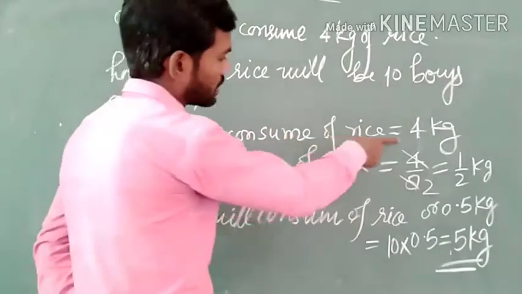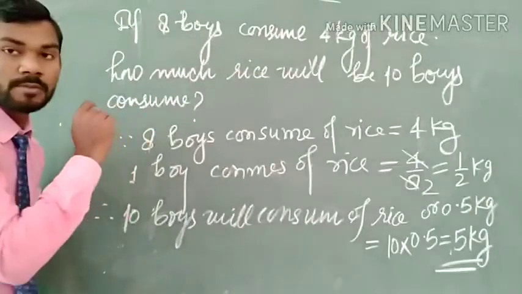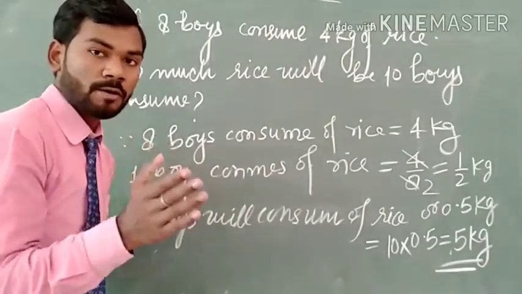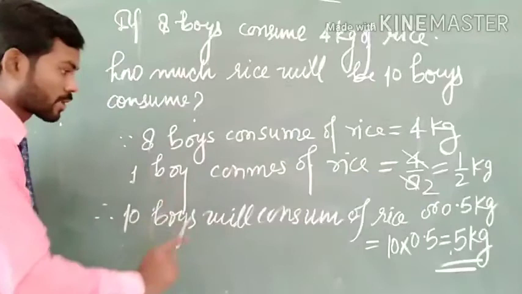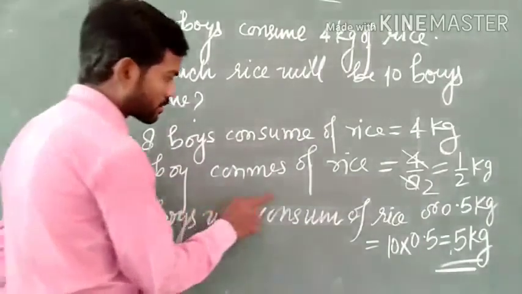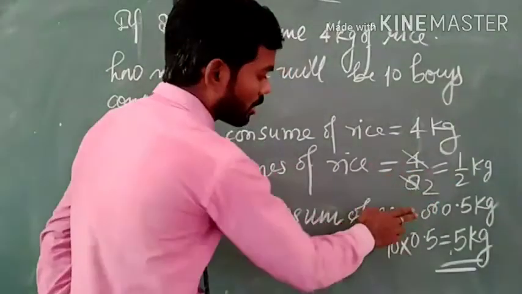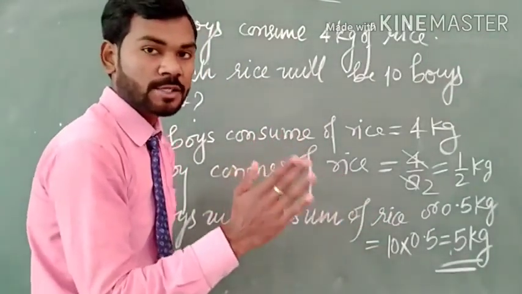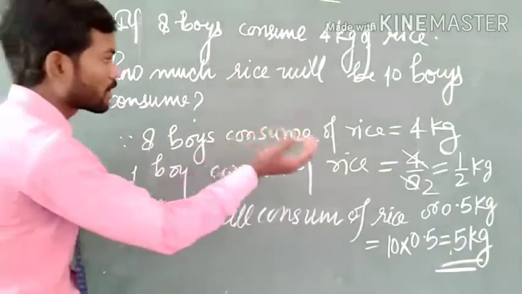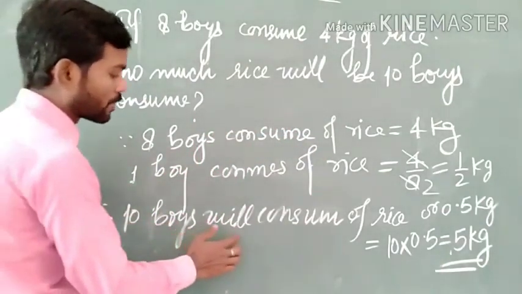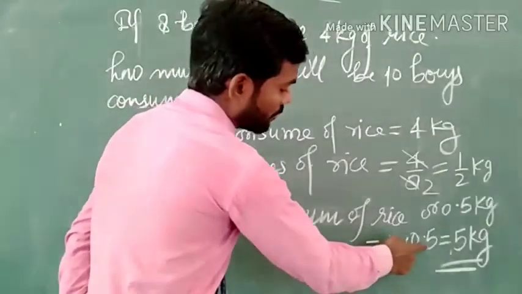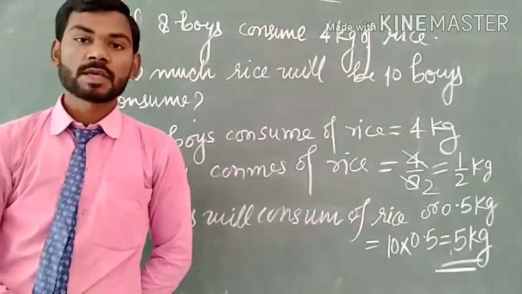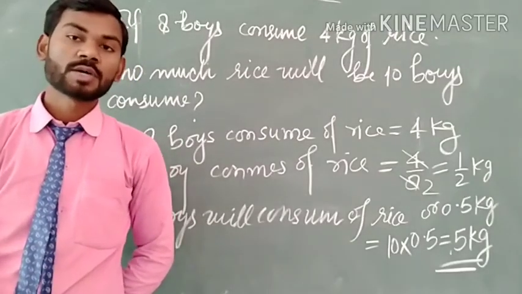8 boys consume rice equal to 4 kg, as given in the problem. So this part is given. The requirement of the question is to find out the amount of rice consumed by one boy. Therefore, one boy consumes half a kg, which may also be written as 0.5 kg. The question asked is how much rice will be consumed by 10 students. Therefore, 10 boys will consume 10 multiplied by 0.5, which is equal to 5 kg. In this way we can find out the value of any number of objects.